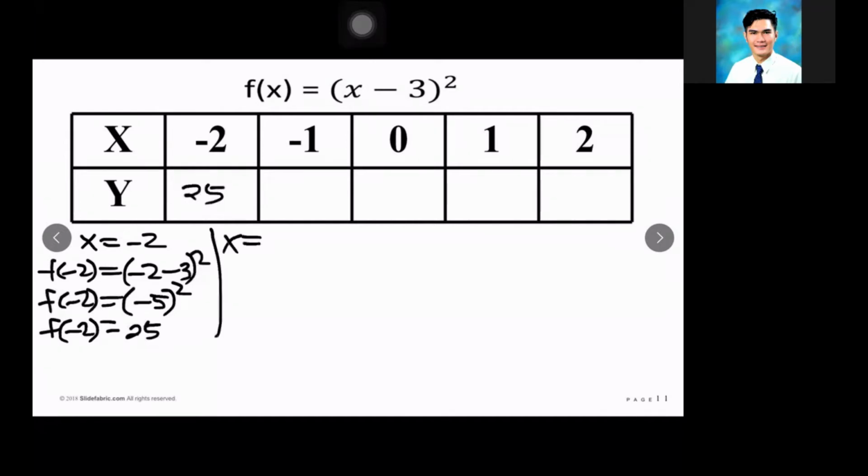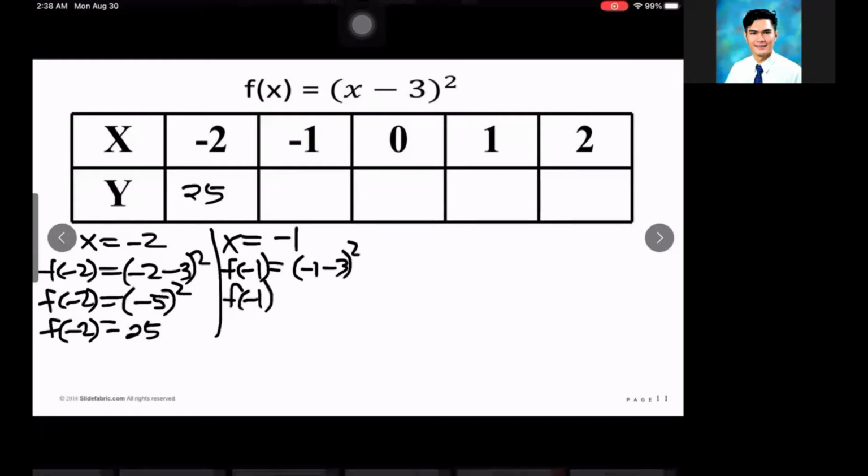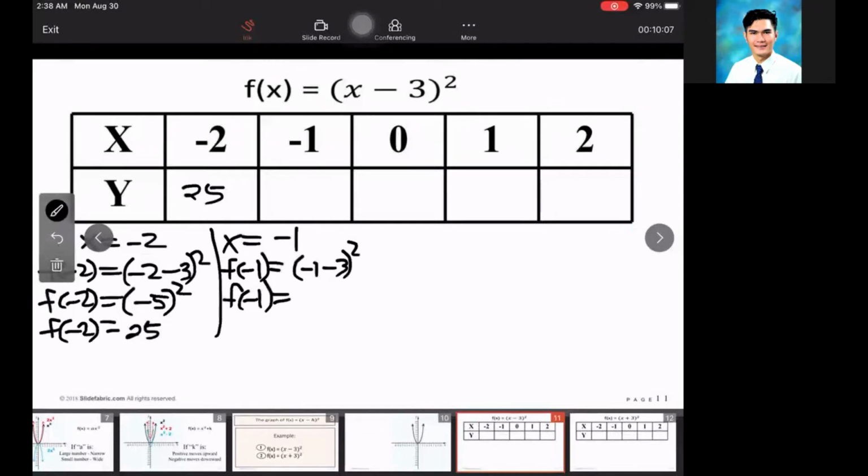Next, x is equivalent to -1. Substituting -1 into our expression, we have f of -1 is equivalent to -1 minus 3, squared. -1 minus 3 is -4, squared, so f of -1 is equivalent to positive 16. Let us write that there.